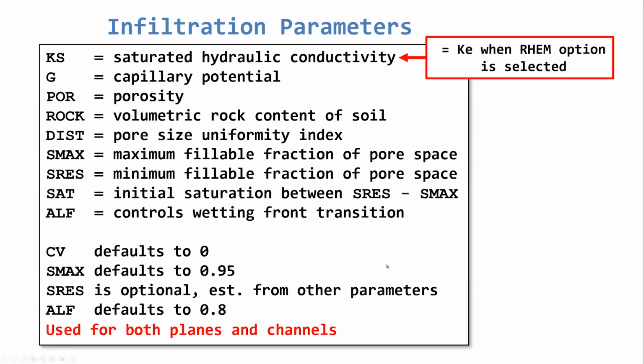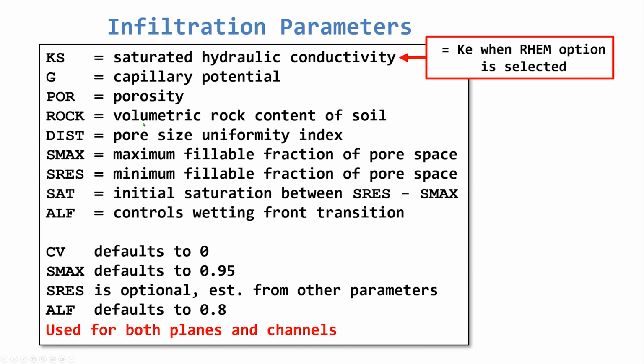Infiltration parameters. If you're doing the 3-parameter Smith-Parlange infiltration equation, and these are explained and there are references for them in the documentation, you're going to input all of these parameters. However, if you use REM, you're just putting in KE, which is a function of some of these parameters. But here they're listed: rock content, pore size distributions.